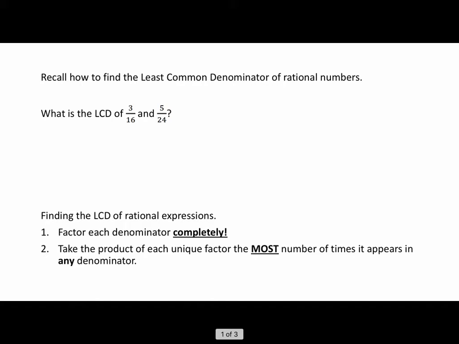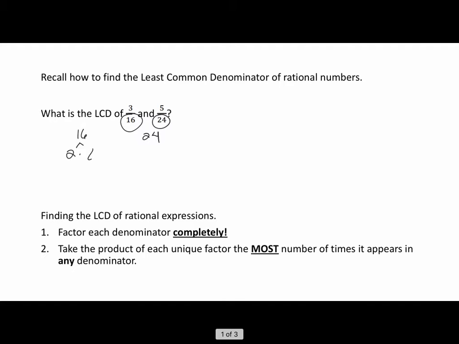Remember how to find the least common denominator of rational numbers? Well, if we want to find the least common denominator of two rational numbers, we're looking at the denominators, of course. And so we want to find the least common denominator of 16 and 24. So the first thing we do is we find all of the factors.